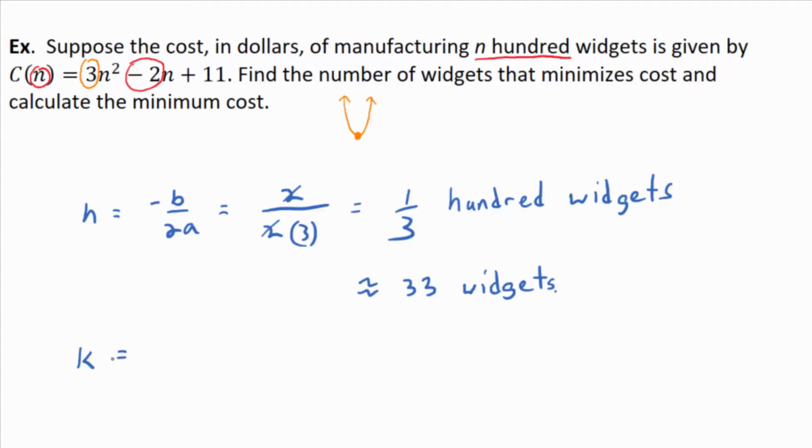Okay, so k then would be what? The second coordinate of the vertex would actually be what? Would everybody agree k is an output value because it's the second coordinate? And the output here is C of n. So what does C stand for? It's the cost in dollars. So k is going to be the actual minimum cost, right? It's always the second coordinate of the vertex, k, that represents the minimum or the maximum.